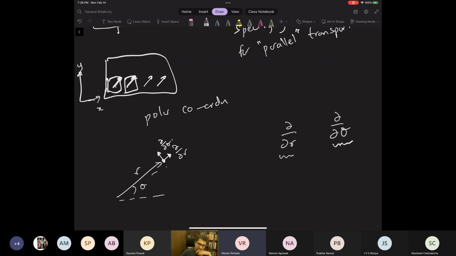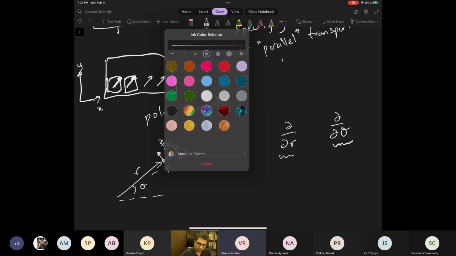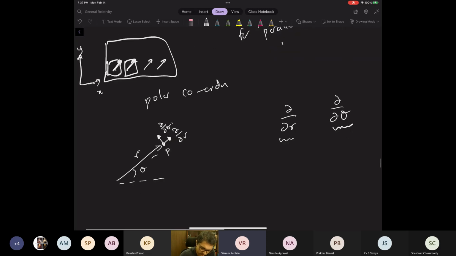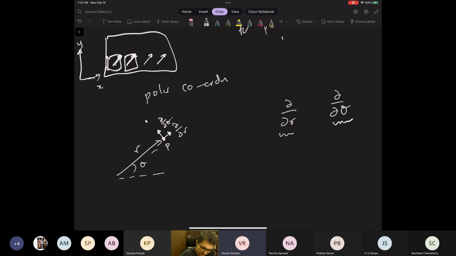Okay, and this is at some point P. All right, and now what we take is some other point Q. So let me just imagine that the displacement is, let's say, in the theta direction. So Q is displaced relative to the point P only by a displacement in theta, not in R. So it has the same value of R, and this is now theta plus d theta.